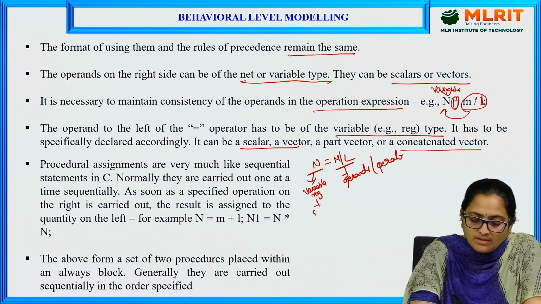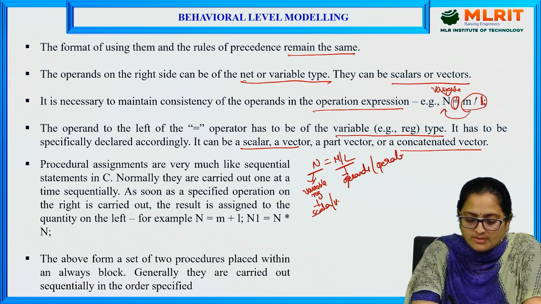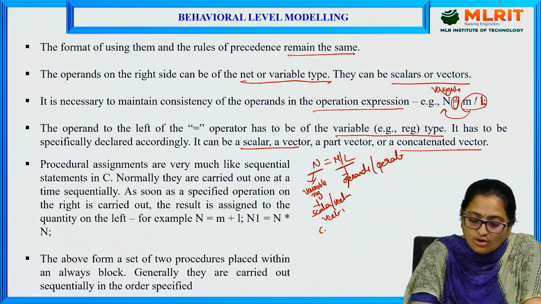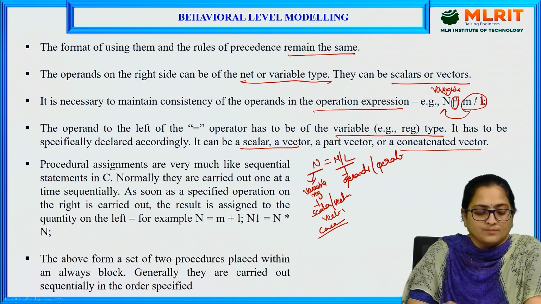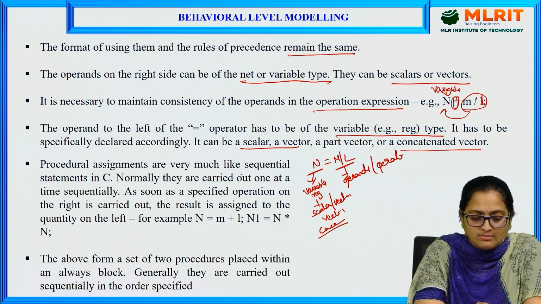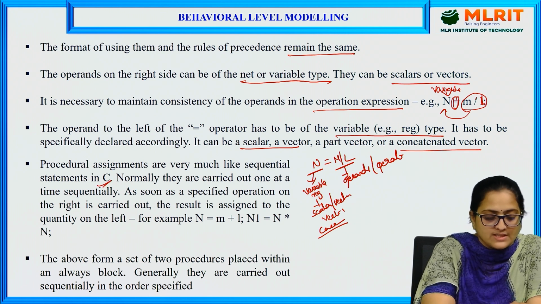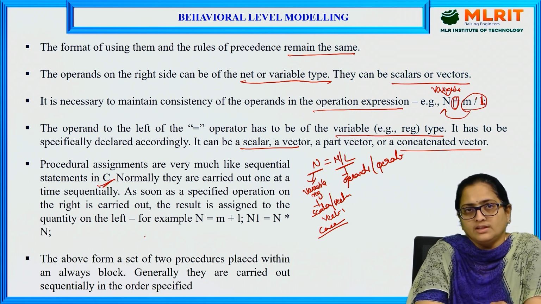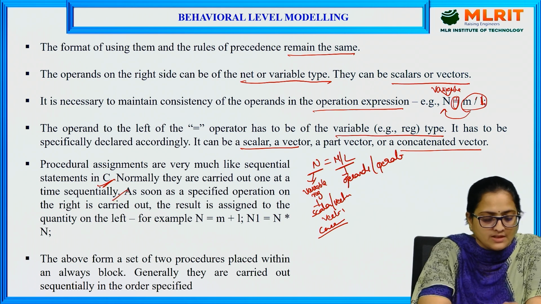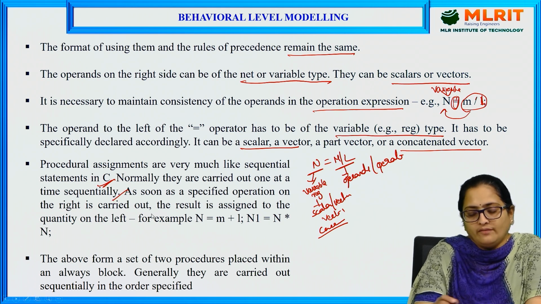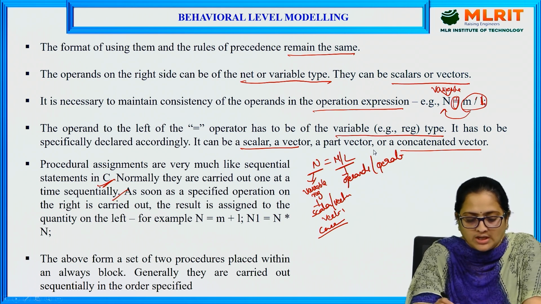It can be a scalar or maybe a vector or maybe a part of a vector or maybe a concatenated vector. The procedural assignments are very much like sequential statements in C. Normally, they are carried out one at a time sequentially. So, they will be doing sequential execution.